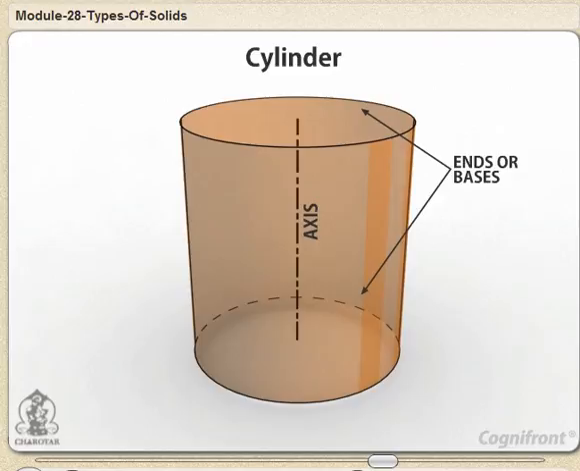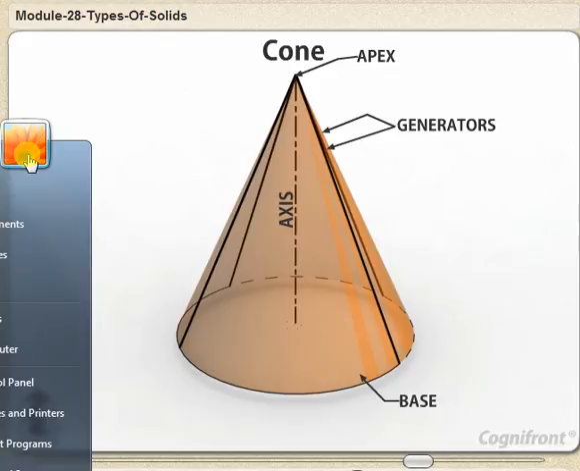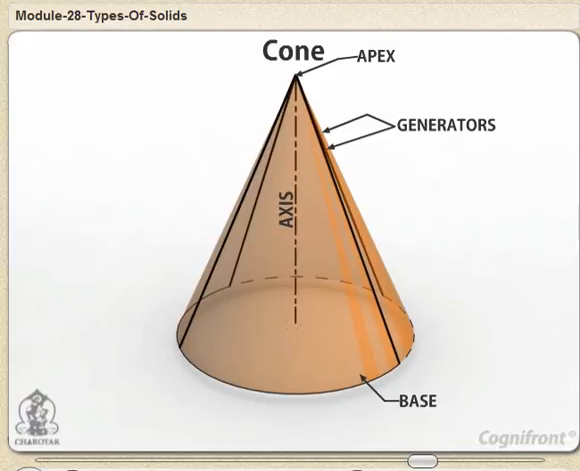Cone. A right circular cone is a solid generated by the revolution of a right angled triangle about one of its perpendicular sides, which is fixed. It has one circular base. Its axis joins the apex with the center of the base to which it is perpendicular. Straight lines drawn from the apex to the circumference of the base circle are all equal and are called generators of the cone. The length of the generator is the slant height of the cone.